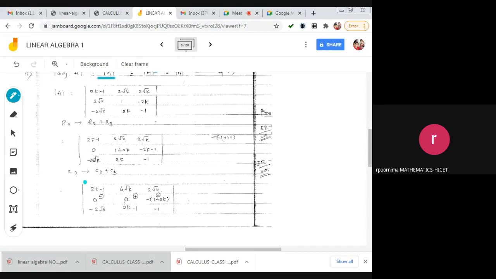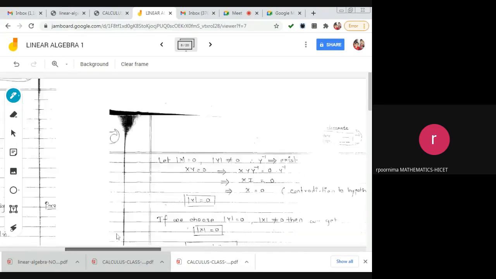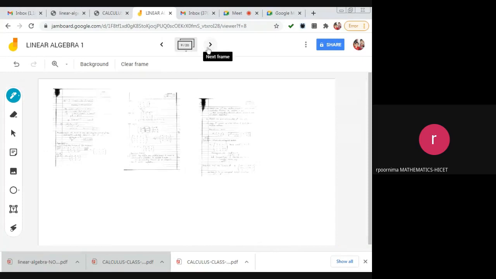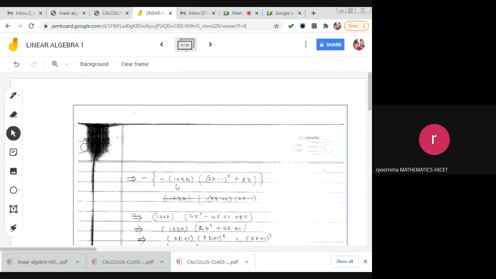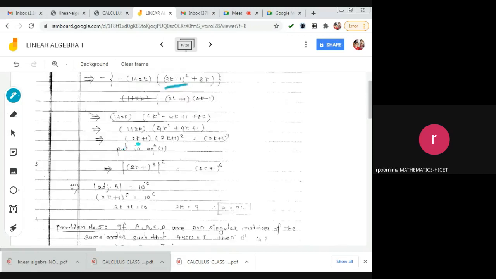Then you can apply the column operation C2 goes to C2 plus C3. So the remaining entries in your determinant: minus of, after that you expand, minus of minus 1 plus 2k into 2k minus 1 the whole square plus 8k. You will be getting terms like that. Then it's a normal calculation part only. You can apply a minus b the whole square to expand the terms. Then you simplify.